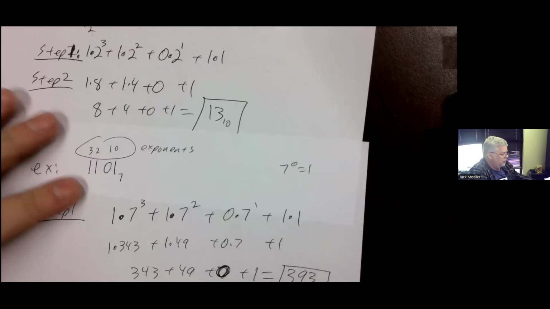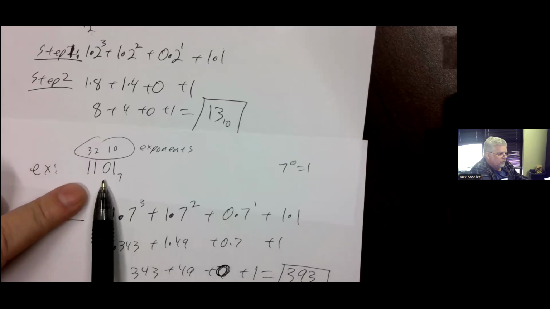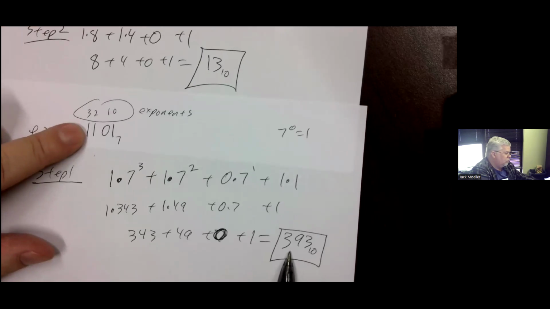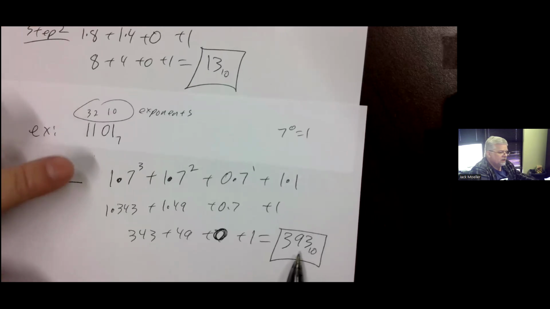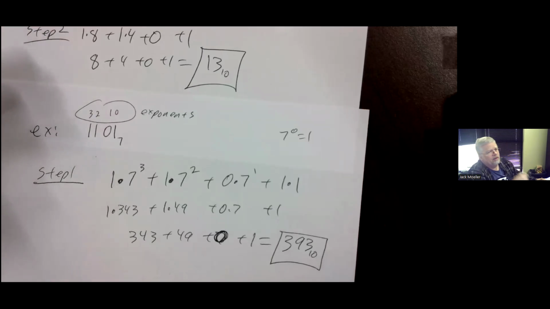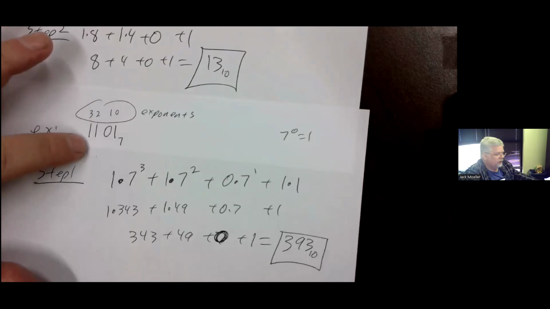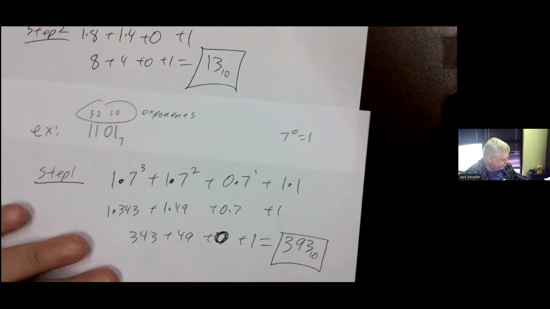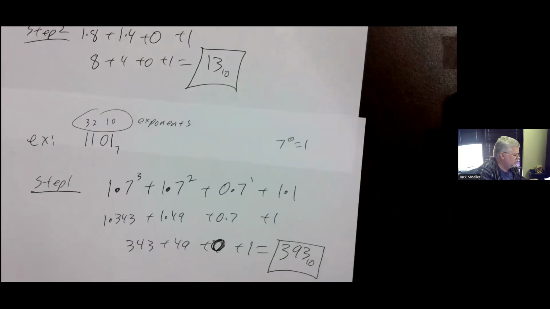But notice they're both, in base 10, that would be 1,101. The reason these are both smaller than 1,101 is because the bases are smaller than 10. If we did something like hexadecimal, where it's base 16, then we're going to get a number that would be bigger than 1,101 because the base is now bigger than 10. That makes sense. Okay.